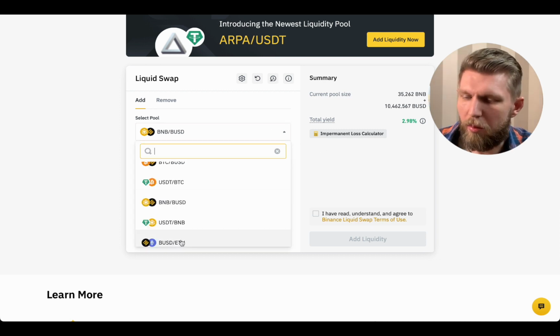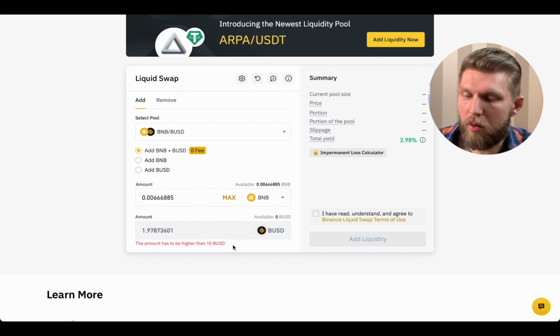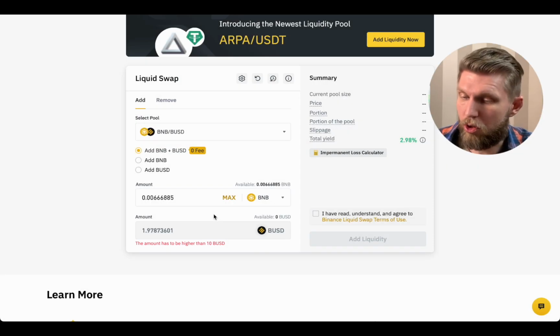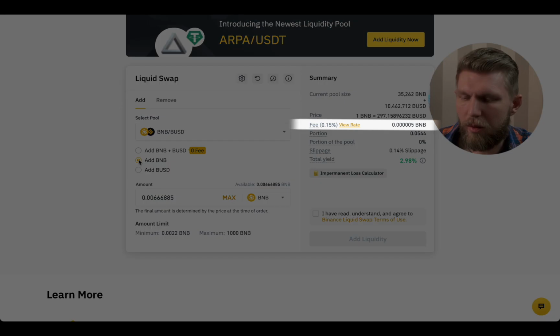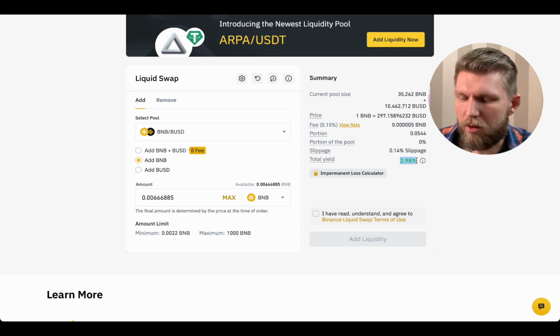We can change our pair. If you have 2 coins in the wallet, the calculator will show you how many coins to add, but keep in mind that you need to have a minimum amount of each coin. I don't have minimum amount of BUSD, so I choose BNB only. If you add only 1 coin, the other will be converted with a fee. Next, we see summary, our annual percentage, accept the terms and click add liquidity.